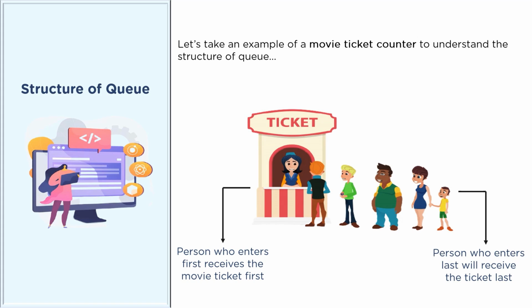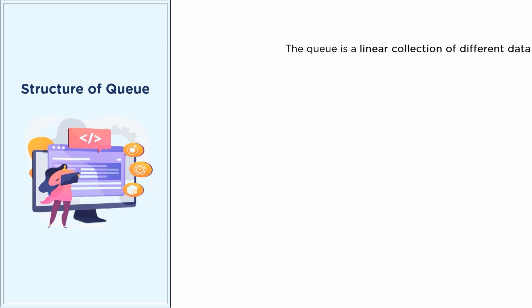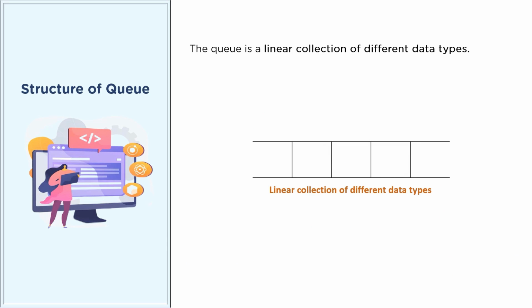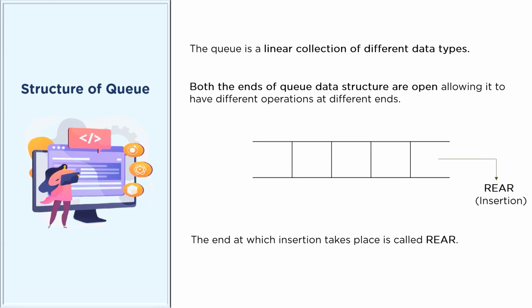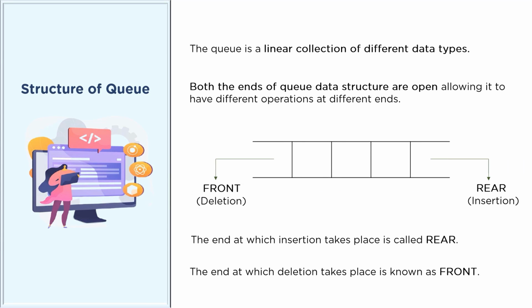Queues in data structures resemble all these properties of a movie ticket counter, which makes them better at creating virtual first-come, first-served systems. Basically, they are defined as a linear collection of different data types that allow insertion at one end and deletion at another. Unlike any other data structure, the queue ends remain open, allowing it to have different functionalities at both ends. The end at which insertion takes place is called rear, and the end at which deletion takes place is known as front.